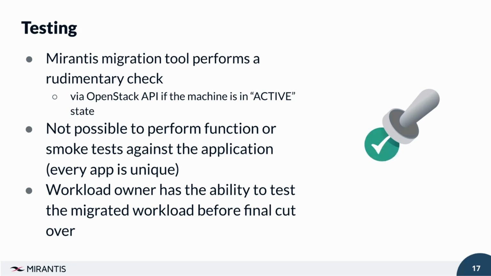Okay, testing. I highlighted at the beginning already that we are not really able to test the workload, right? So what we're doing is just testing on the target side if the virtual machine is running, and that is simply via the OpenStack API. We cannot, as I said, perform any smoke or function tests because we simply don't know the workload, right? And writing a test for every workload you migrate would take ages and would extend the migration time massively. We rely here fully on the workload owners because they hopefully, I would say, have a fully automated test suite that they can just run against the migrated workload.